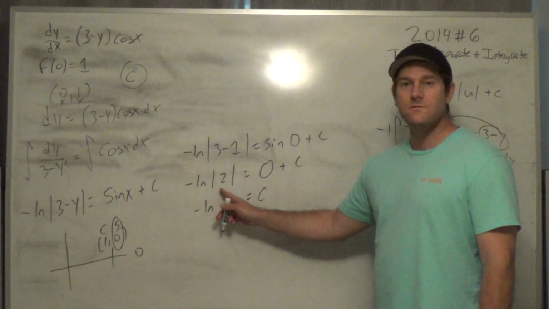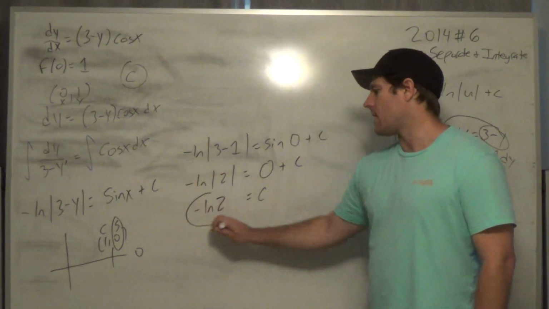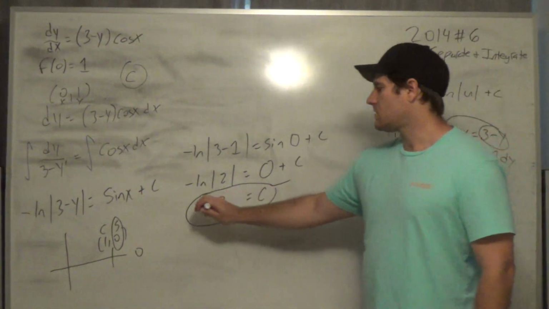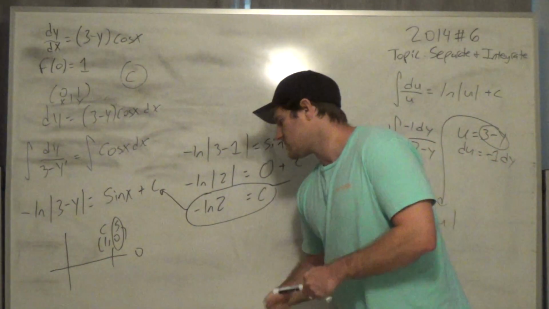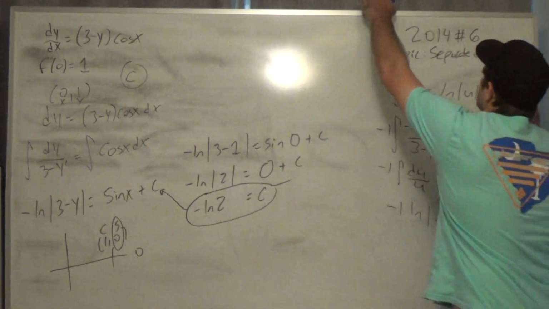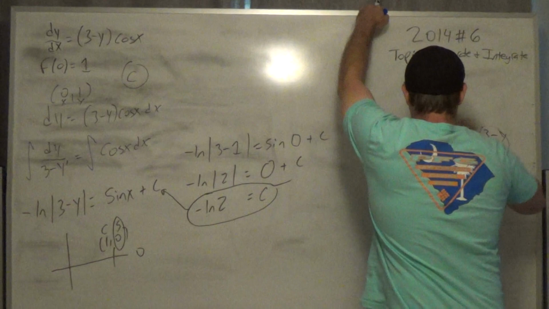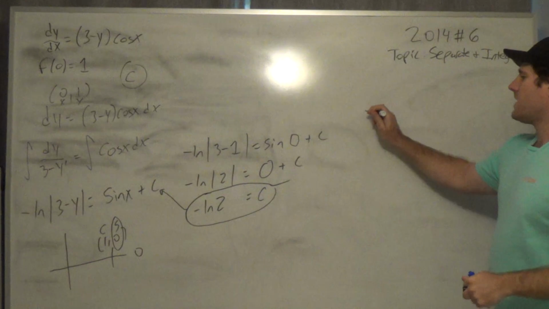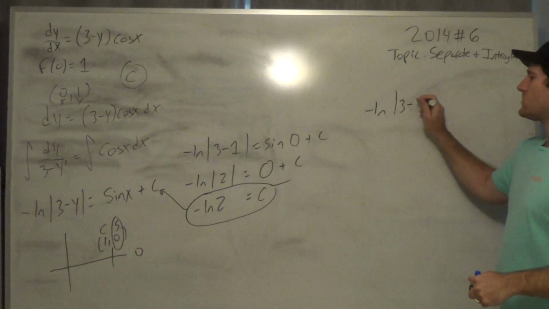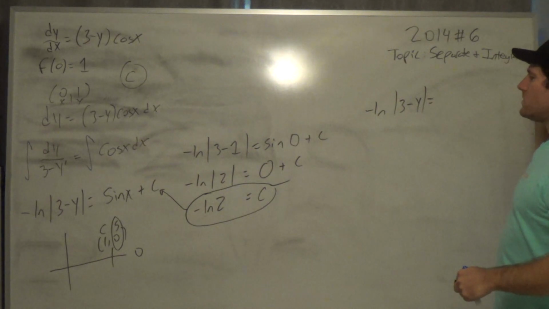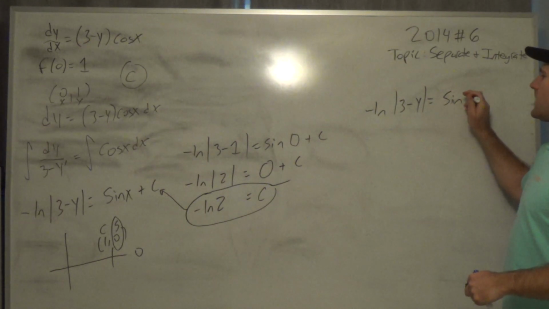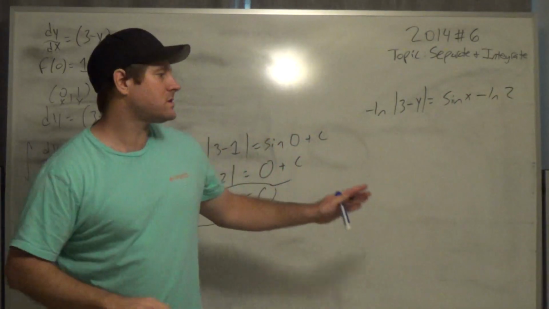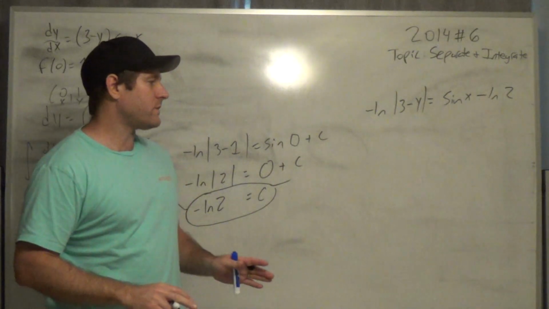Now I want you to notice, there's an absolute value. It does not have a job. That's going to be important later on. So the c is going to be replaced with negative ln 2. Alright, so we replace, we have negative ln 3 minus y equals sine x minus ln of 2. Alright, we've earned 5 out of the 6 points here. We get y by itself, we finish the problem.